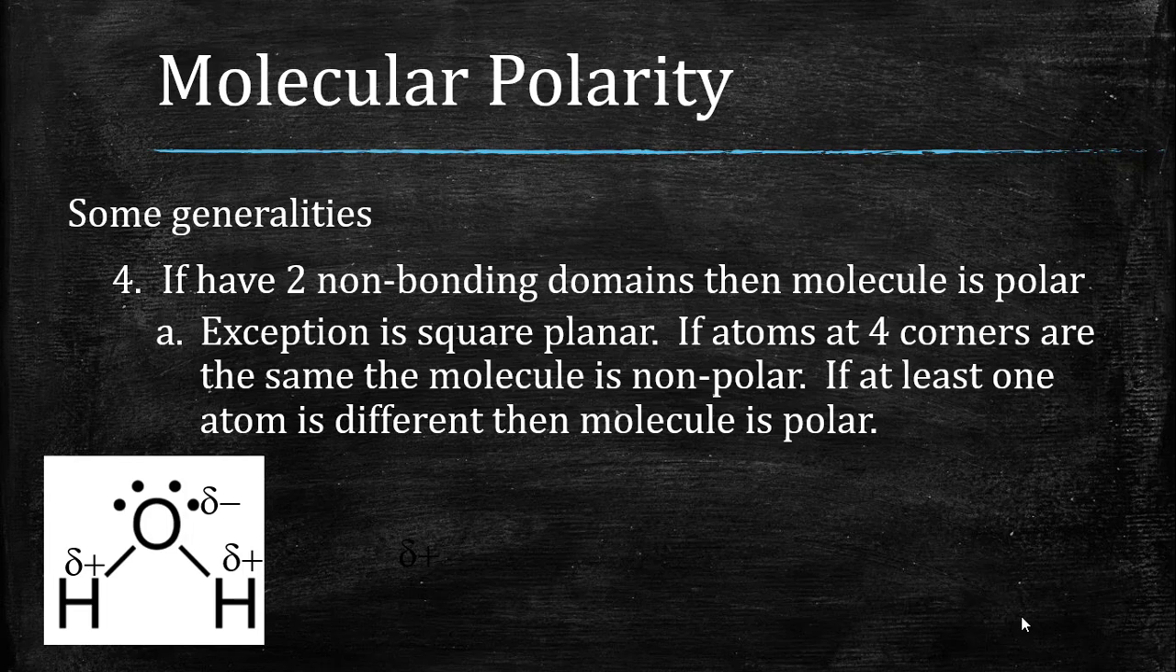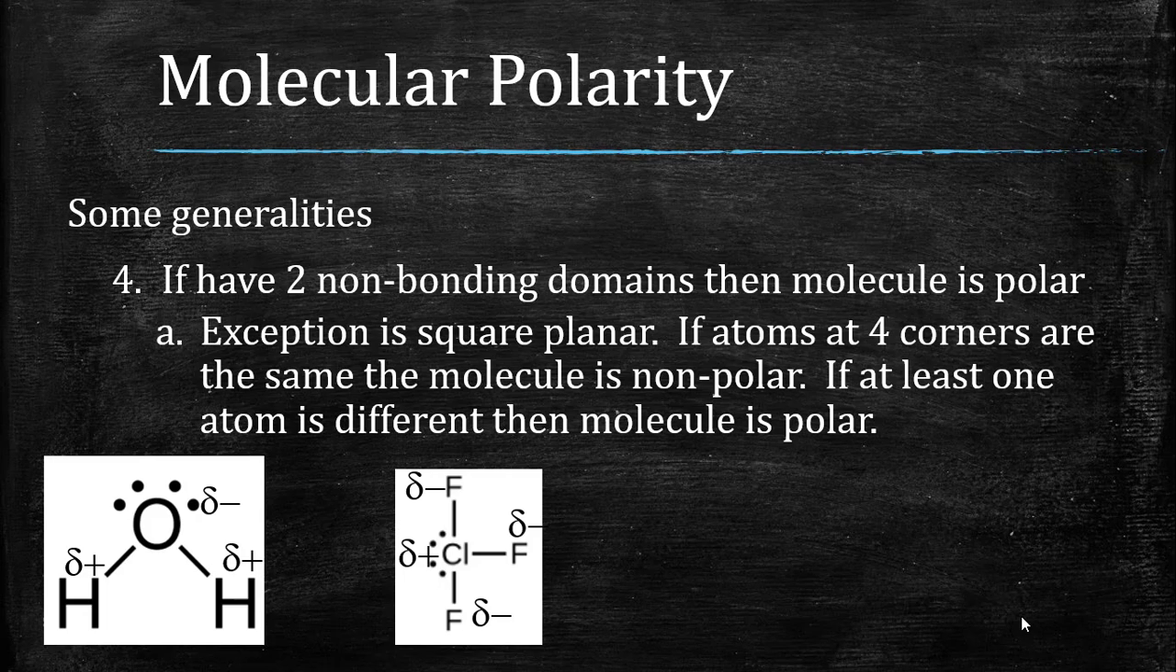Now the classic is water. Water has a dipole where the oxygen is slightly negative and the hydrogens are slightly positive. Water is polar because it has a bent shape, which means the vectors don't cancel out. This is an excellent example of, in chemistry, function follows form.